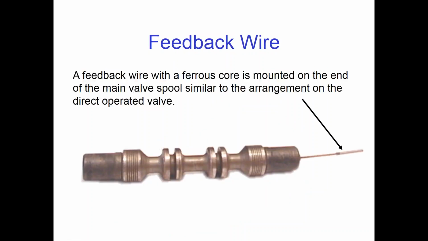The valve spool in the main spool also has a tail on it, right? And it's very similar to the arrangement on the pilot valve. We have another ferrous core over here at the end of the tail, and it is centered in between an LVDT, just like the pilot valve is.